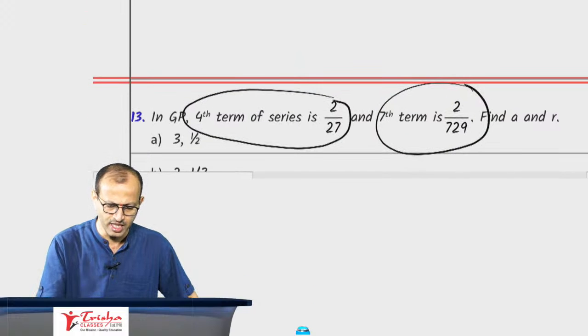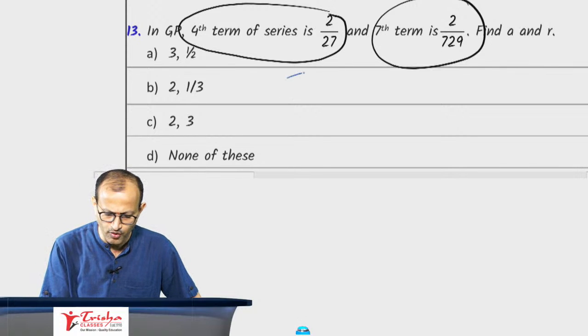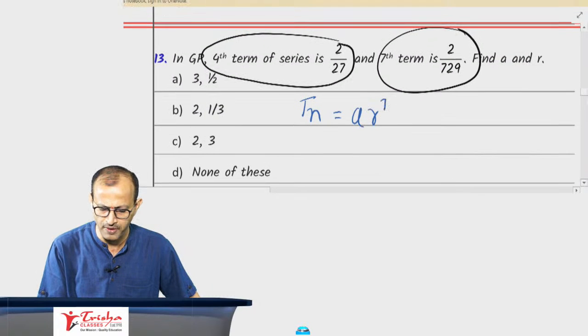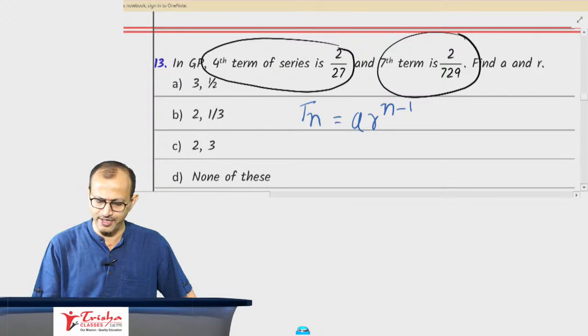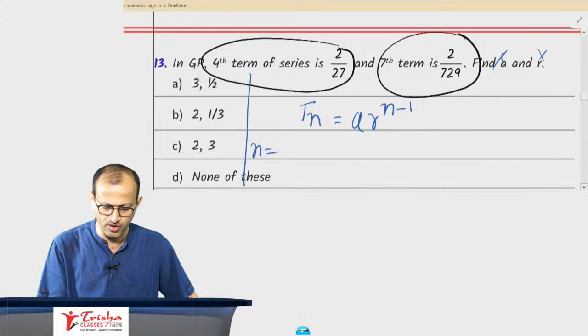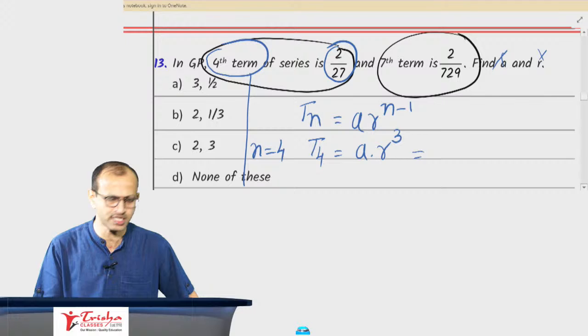Do you all agree with me? They basically have given the terms. So what I will do, I will go for the Tn formula. You all tell me what is the Tn formula? A r to the power n minus 1. I don't know A, I don't know R. But I know the first case, n is equal to 4. T4 is A R, wherever n is there you put 4, so 4 minus 1, 3. This is equal to T4, the fourth term, which is what? Fourth term is 2 by 27.